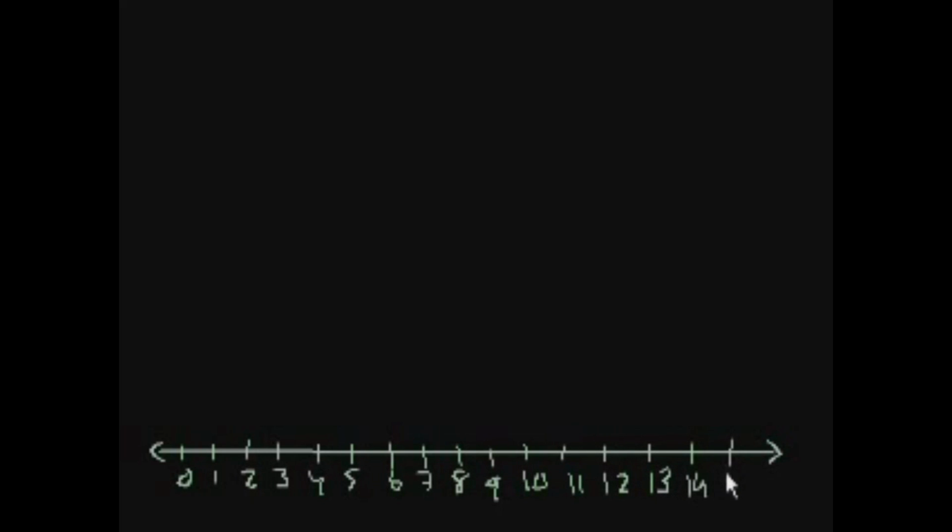So we draw a number line. 0, 1, 2, 3, 4, 5, 6, 7, 8, 9, 10, 11, 12, 13, 14, 15. So let's do a hard problem. What is... I'm doing different colors now. 5 plus 6. So if you want, you can pause the video and try this. You might already know the answer.